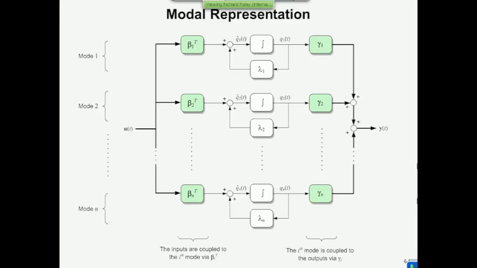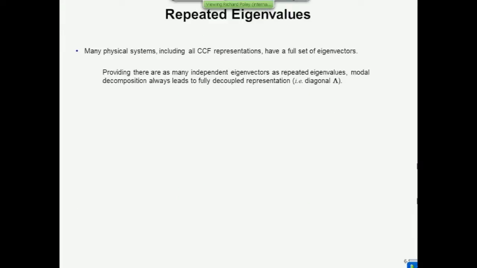Now, everything works fine, providing that you've got a full set of eigenvectors. And if you haven't, the only way that you can have had that is if you've got repeated eigenvalues. So before I go on and tell you how you use this information to describe the properties of a system, I want to just touch briefly on what goes wrong if you've got a degenerate system matrix.